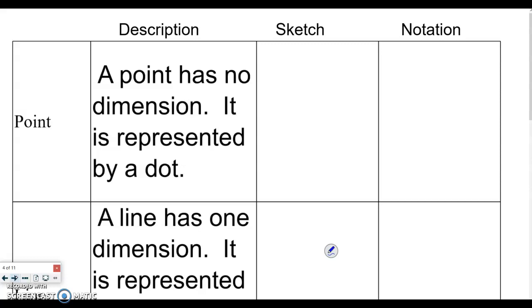So a point has no dimension, and it is represented by a dot. So I've got my dot, I have a point. But the point needs a name, so we'll call it A. The notation is just writing that out. Point A. Giving it a name.